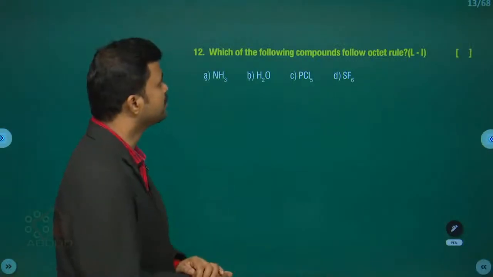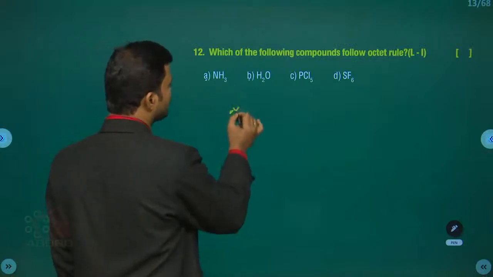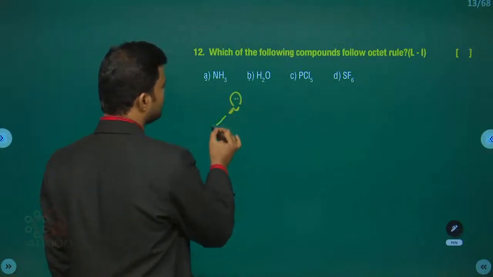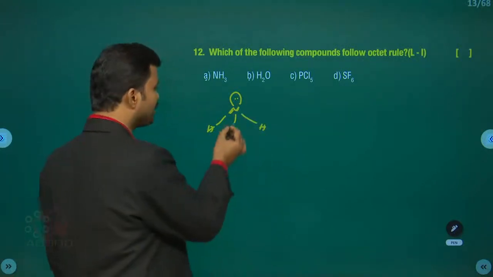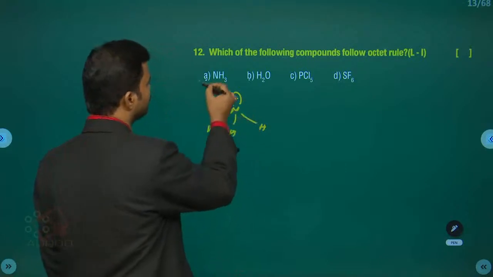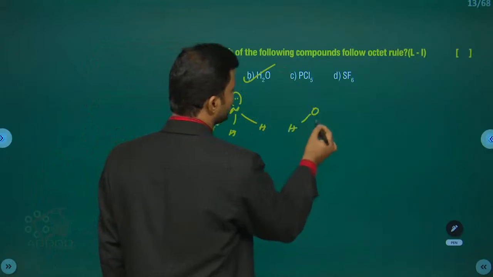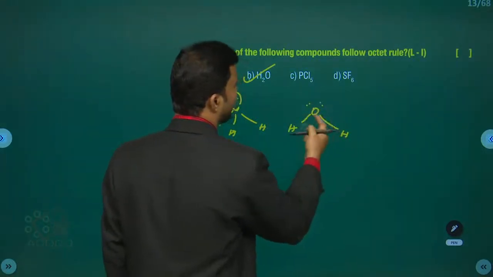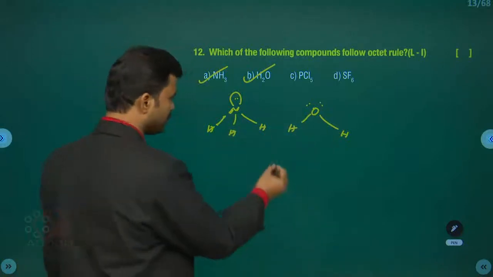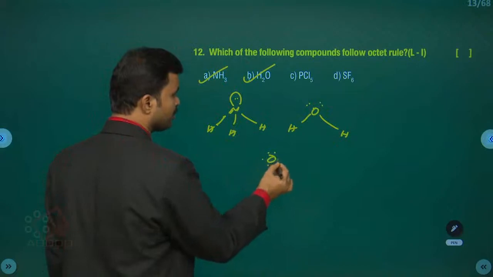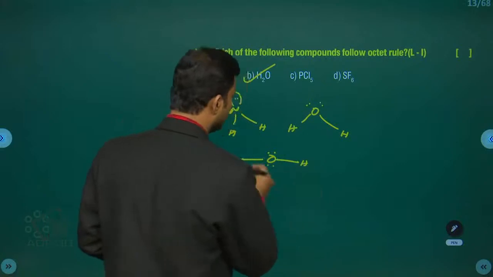Which of the following compounds follow the octet rule? NH3, write the structure for that. It is the ammonia molecule, the nitrogen atom having 8 electrons. Count that again: 1, 2, 3, 4, 5, 6, 7, 8. 8 electrons. And H2O, again the central atom oxygen will have 8 electrons. You can count it. This is the water molecule. Oxygen is a 6th group element, so there are 6 valence electrons, and those electrons are participating in the bonding.